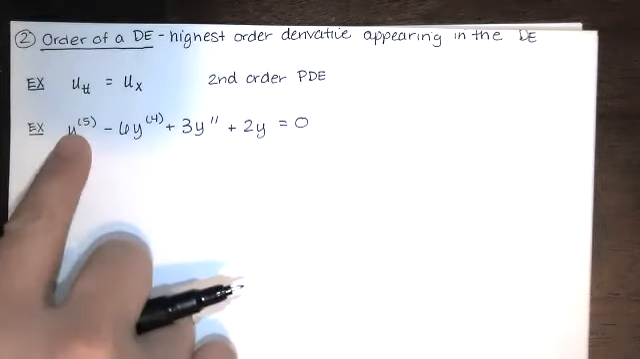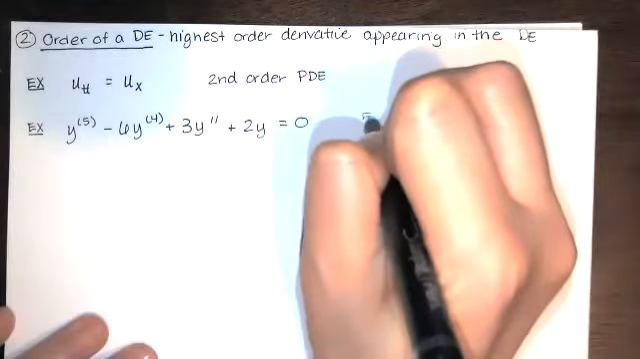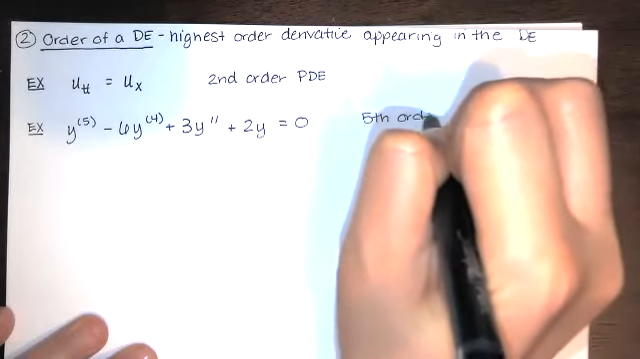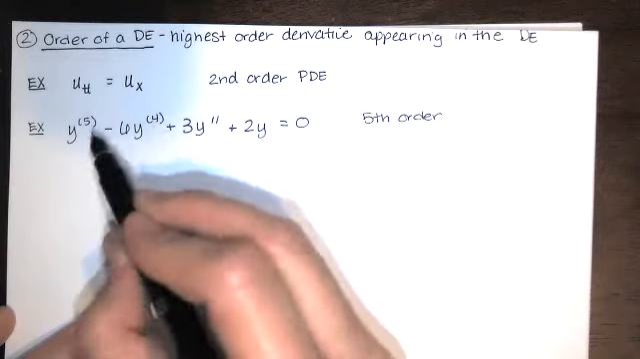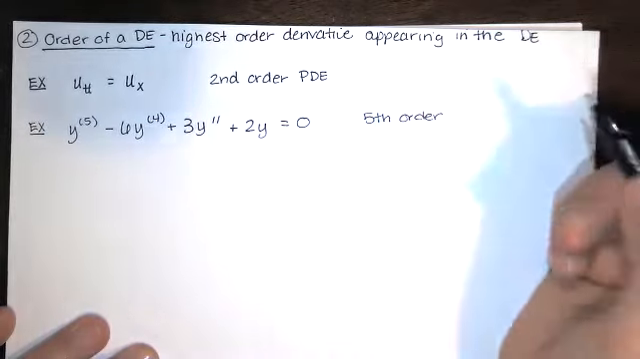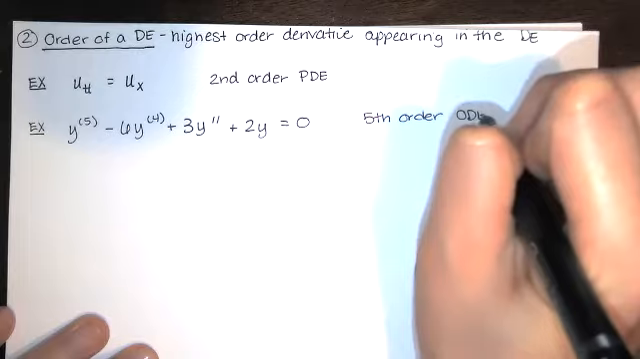The highest order derivative is the fifth derivative. So this is a fifth order differential equation. Since we have prime notation, and those parentheses are also prime notation, we know that this is an ordinary differential equation.